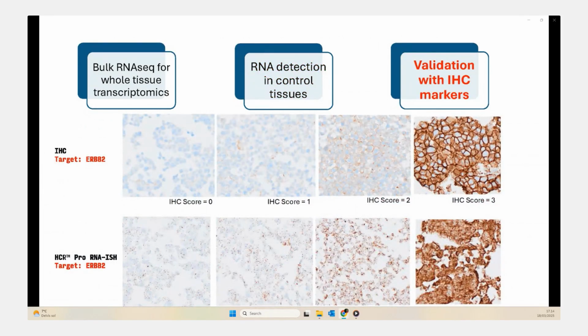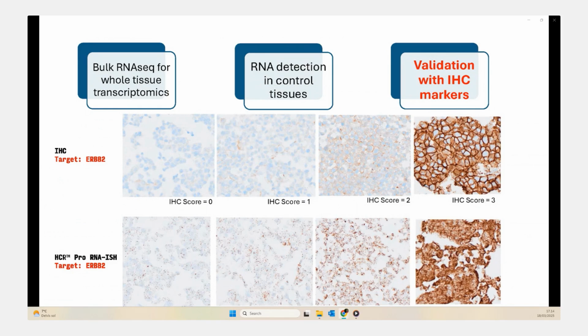Another common way to qualify an RNA-ISH probe is qualification with an IHC marker. In this example of ERBB2 detection, we see a positive correlation between protein and RNA abundance. However, if you look at the images on the left, how would you interpret the result in this example where you have RNA-ISH staining, but with an IHC score of 0?